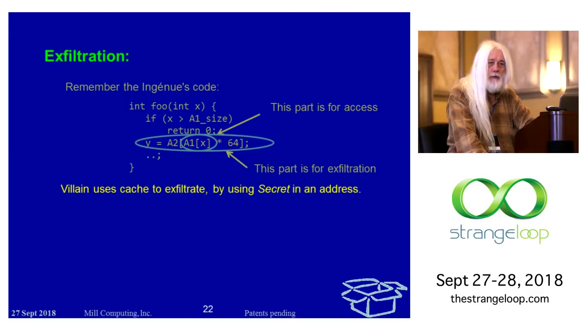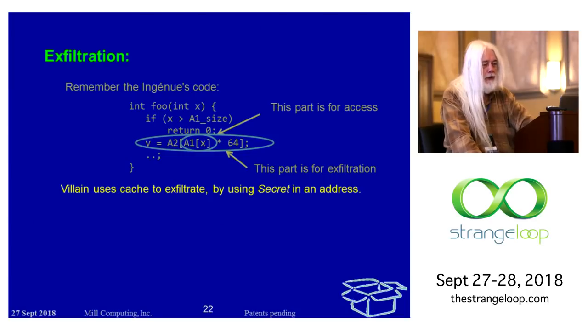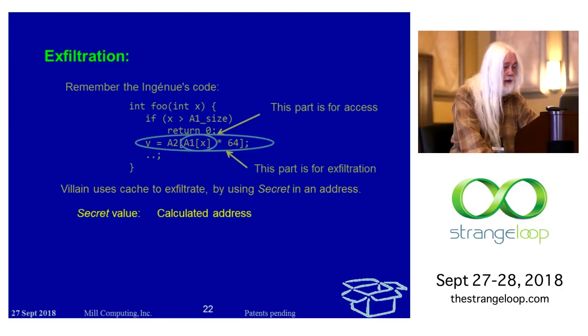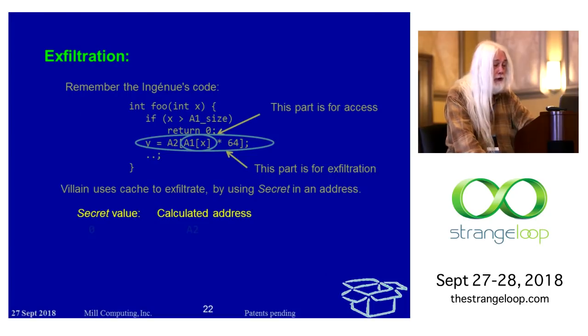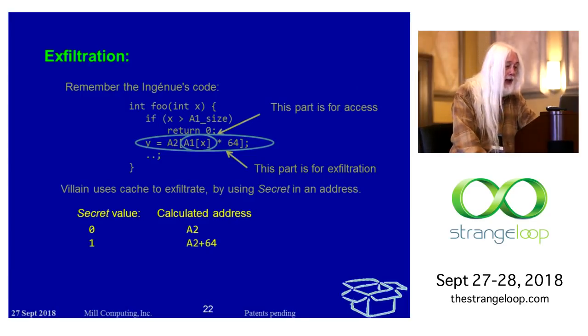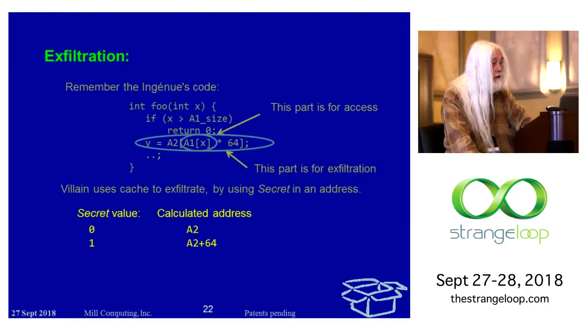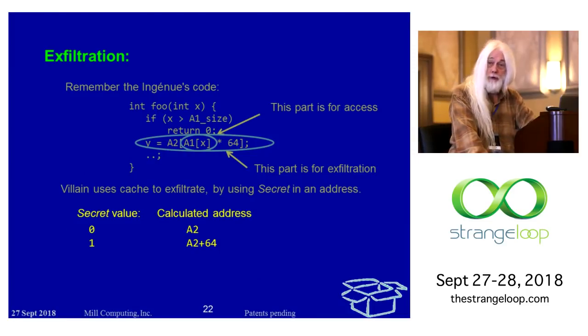By using the secret in an address, you'll note that A1 sub X is the secret, and we're using that secret value as a subscript in another memory reference. And so the secret is now part of the address in the reference to A2. So the secret value is used to calculate the address, and if the secret value is 0, that calculated address will be A2 because it's A2 sub 0. And if the secret value is 1, the calculated address will be A2 plus 64. You notice the times 64 there. And 128, and you get the idea.